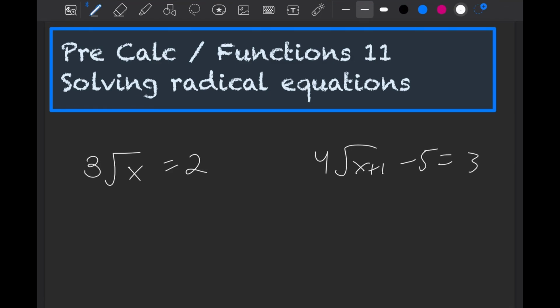Alright, so now let's talk about solving radical equations and then verifying that it's correct. To solve radical equations, let's start with this question. As always, pause the video and try all of them.